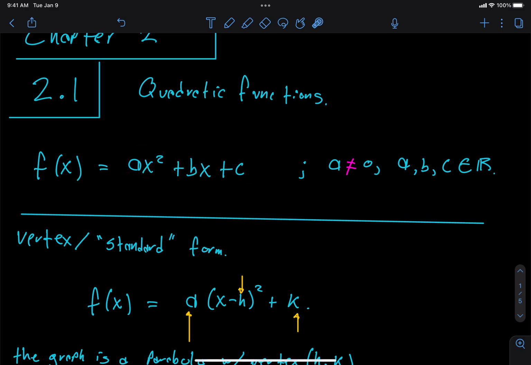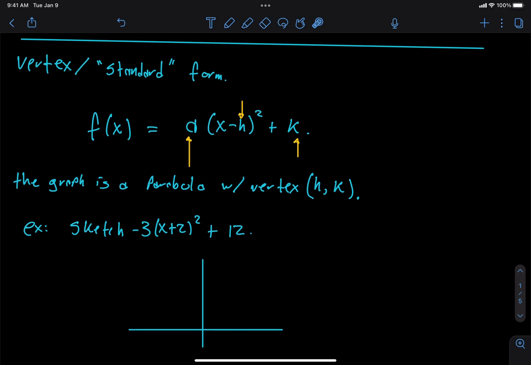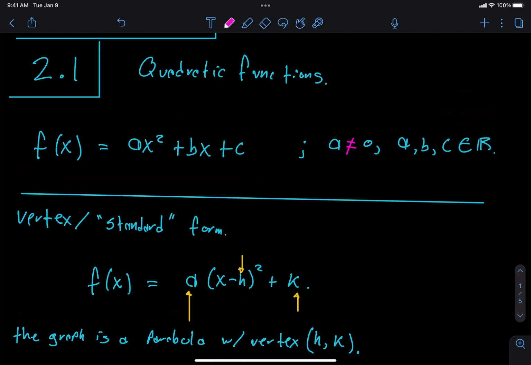Okay, so let's talk about vertex form. The book calls this standard form, which is really confusing because this is what they call general form.